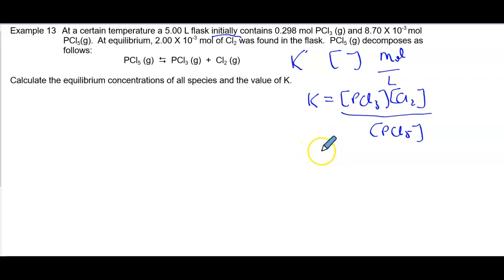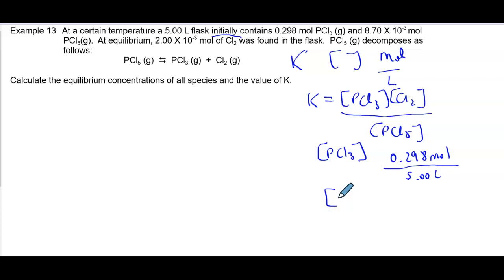So first we're going to think about the concentrations, because no matter what, we have to have concentrations here, since we have either concentrations or pressures. So what's the concentration of PCl3? To do that, we take moles over liters. So PCl3 is 0.298 moles over 5.00 liters. I'm going to calculate all these in just a moment. I'm going to set them up first.